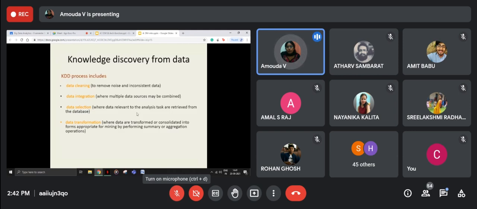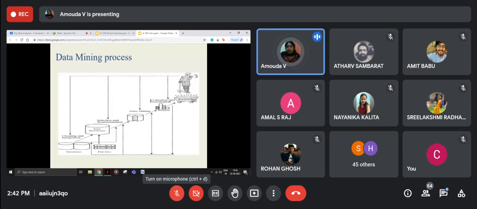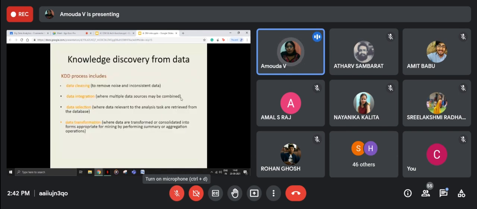And what is mined already? How do you represent it to the user? Evaluation and presentation. This is in terms of picture, and you get the knowledge. This picture is given in different formats in different books I have taken. So what is data cleaning? What title have I given, you see?